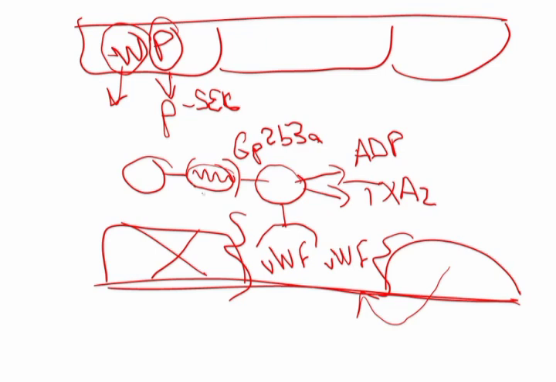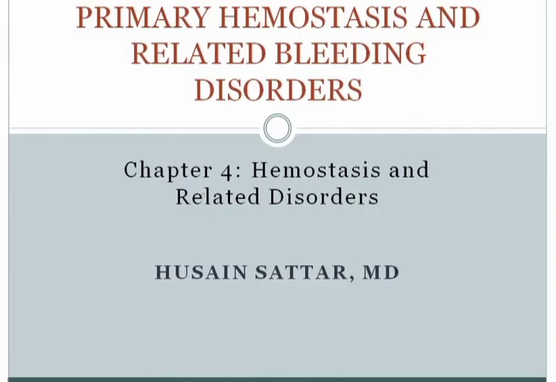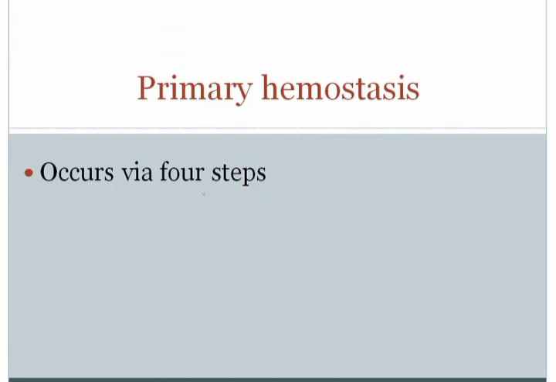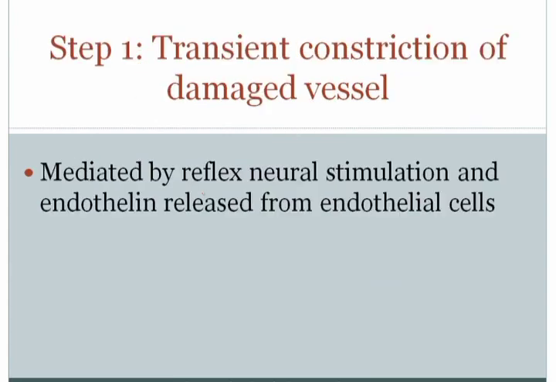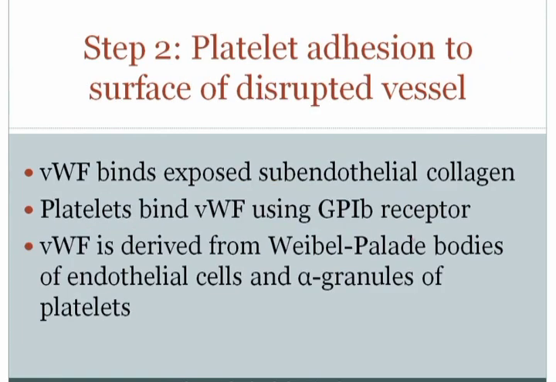Okay, so with that in mind, let's read a little bit of our text. So I say that primary hemostasis occurs via 4 steps. In the very first step, we get transient vasoconstriction of the damaged vessel. This is mediated by reflex neural stimulation and endothelin, which comes from the endothelial cells. Step 2, you get the platelet adhesion to the surface of the disrupted vessels. And again, von Willebrand's factor will bind that subendothelial collagen. The platelets will bind that using GP1B.